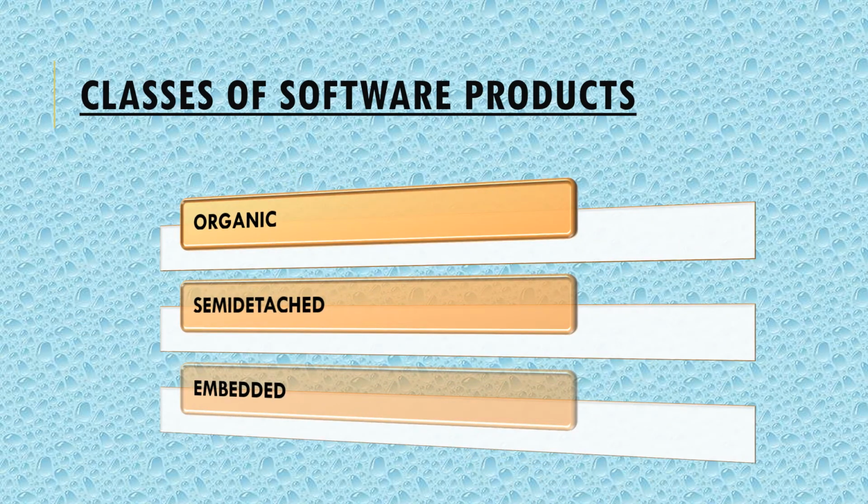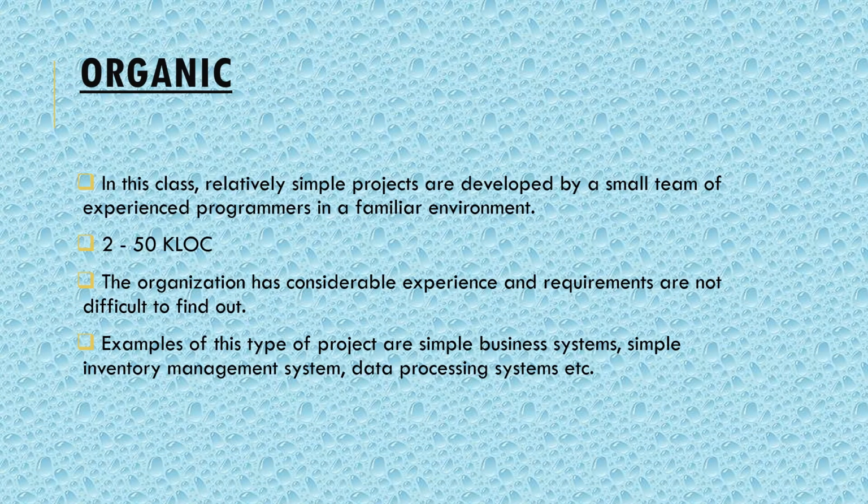Now we have mainly 3 classes of software products. The first one is organic, the second is semi-detached, and the third one is embedded. We will now discuss each one of them in detail one by one. Now the first class is organic.